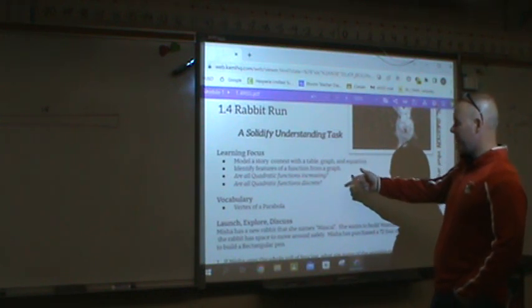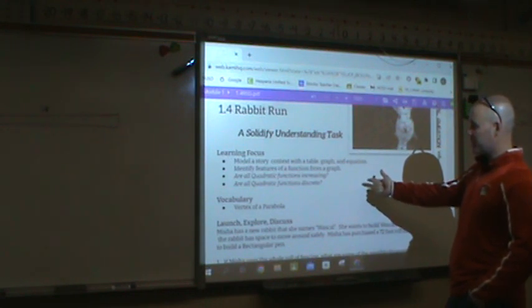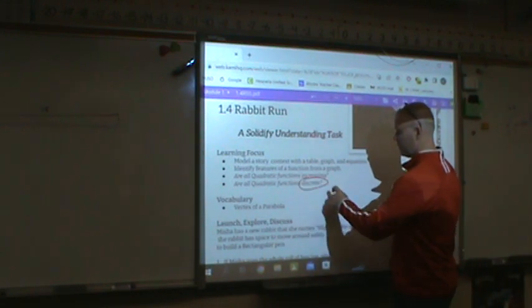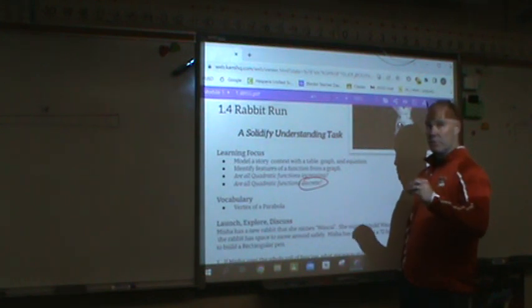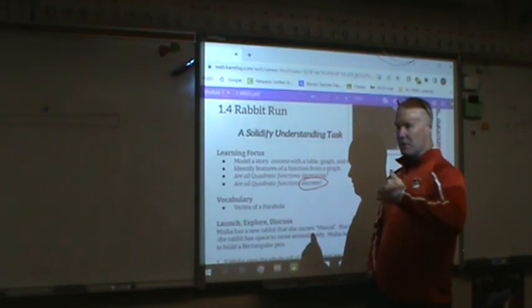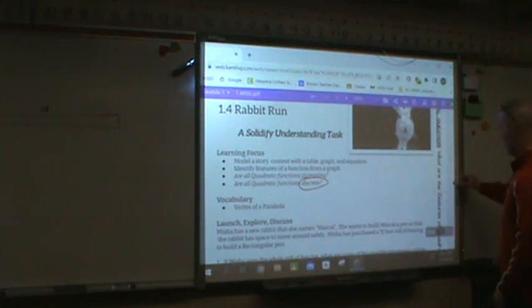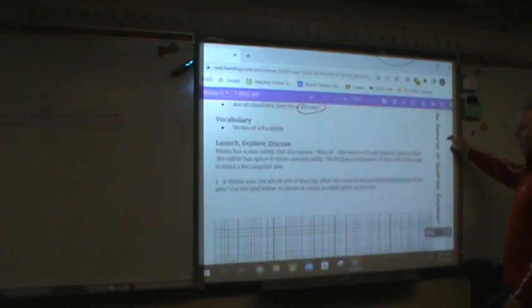We're going to identify key features of a function. We're going to answer the question, are all quadratic functions increasing, and are they all discrete? And we talk about what the difference is between discrete and continuous. Discrete means like whole numbers. Continuous means we can have partial numbers, so decimals essentially. That's the difference. So we get a pen and we want to build it for Rascal, okay?